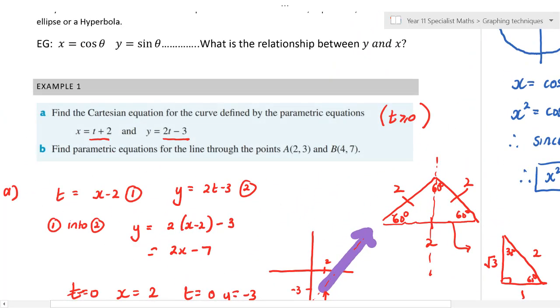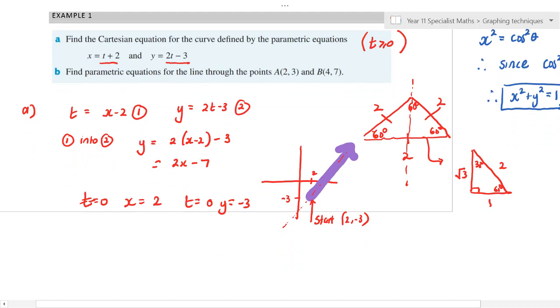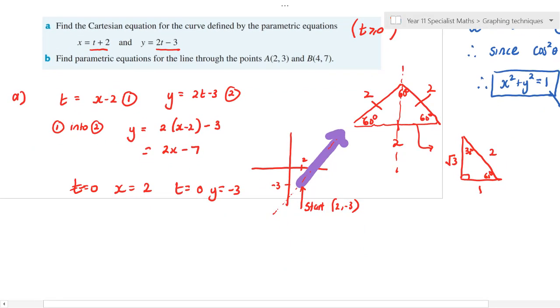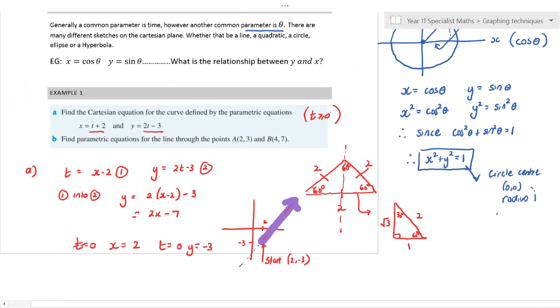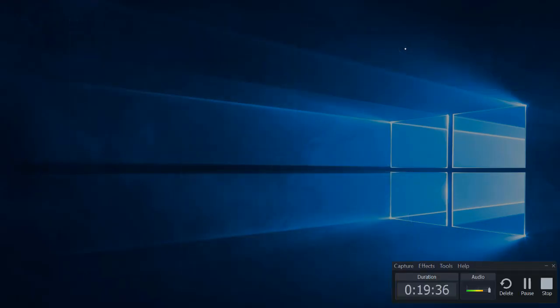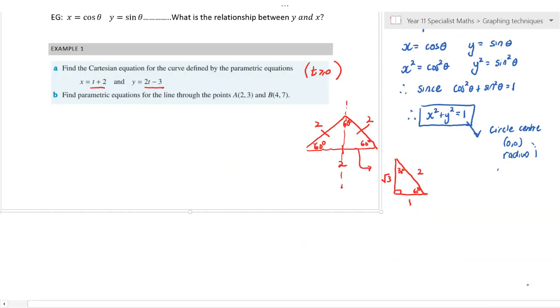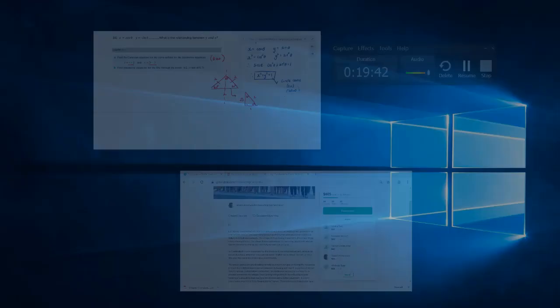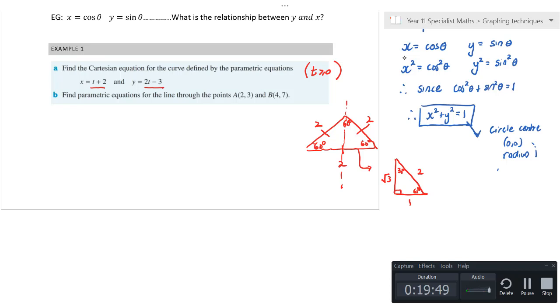Now, the other question is, find parametric equations for the line through A equals 2, 3 and 4, 7. Now, I've just done some hard ones for you. I've done one over here. Now, what I'm going to do is pause this video. We've been going for 19 minutes. Stop here. I want you to have a go at question B, please.